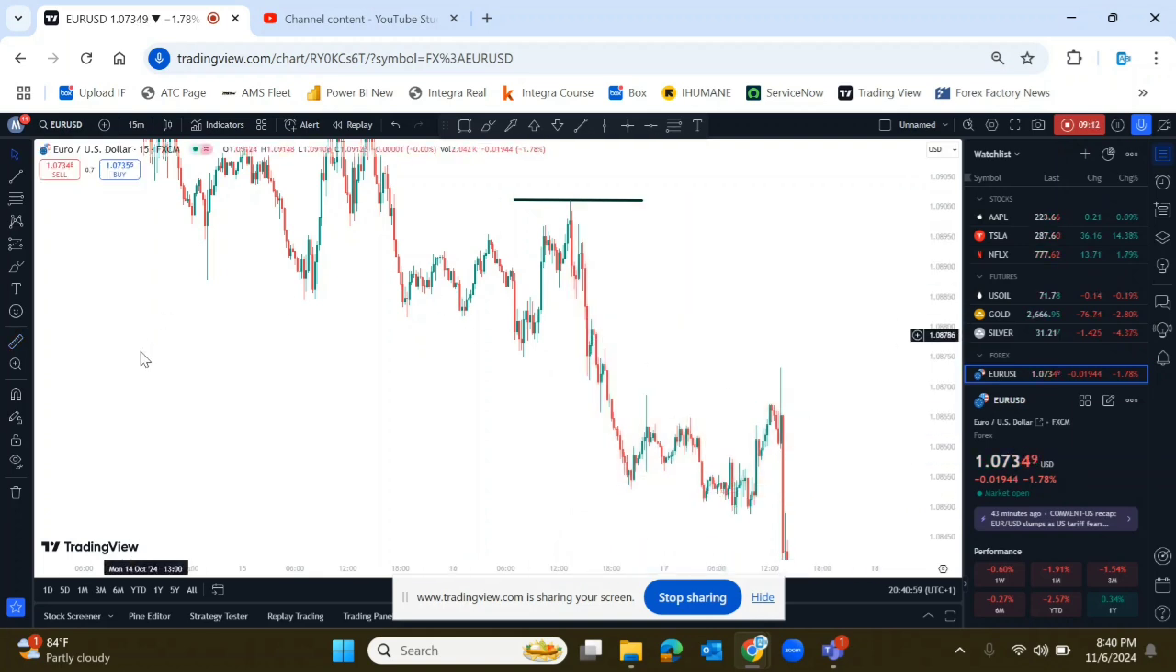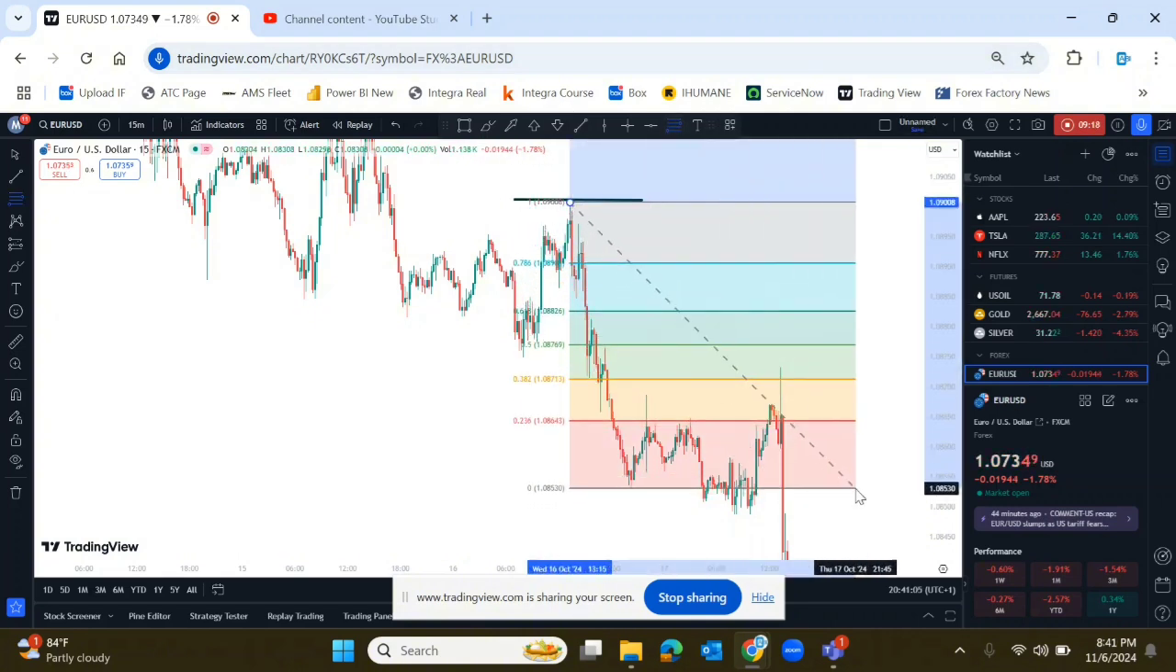Good. Now let us draw another Fibonacci from the previous entry point to the lowest point it came down. Now look at it. The price came down, okay? It tried to retrace up, came down. It tried to retrace up, but it never reached that 50% level. And you can ignore this, because it did not reach the 50% level you have set.